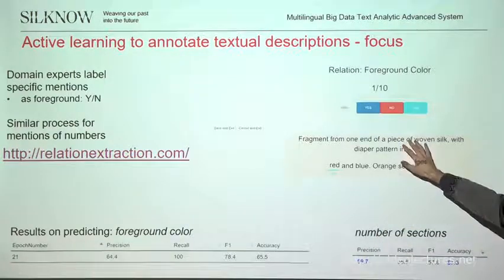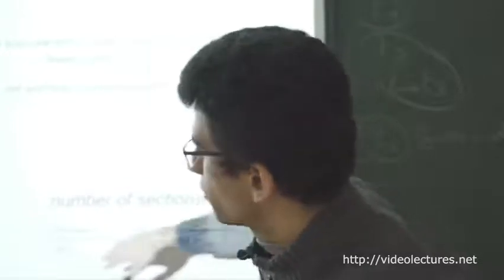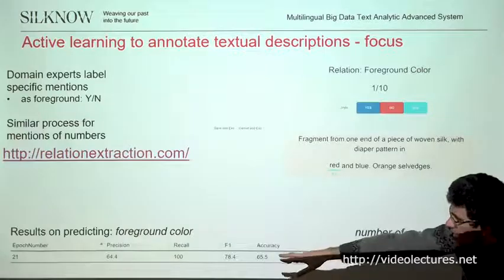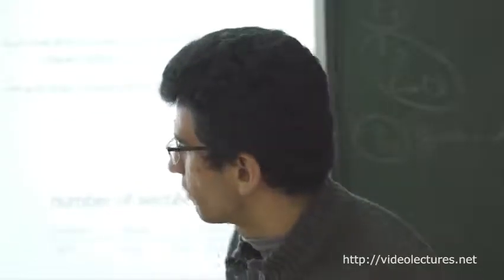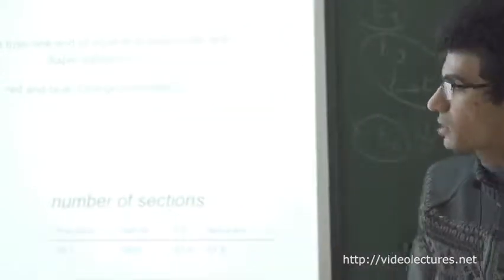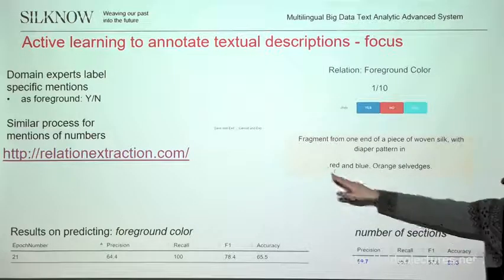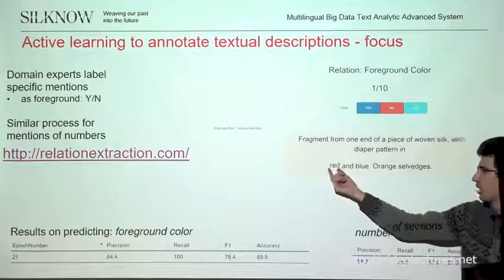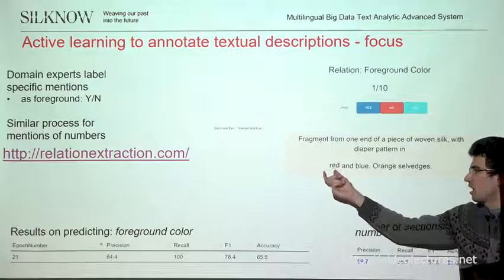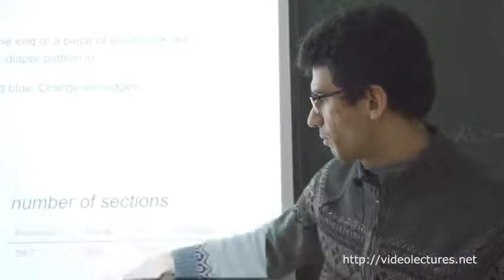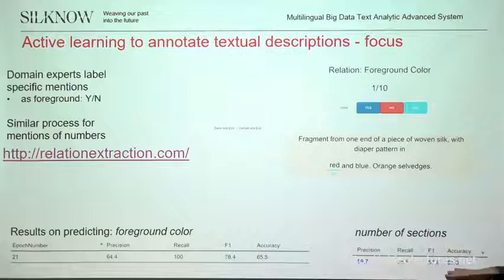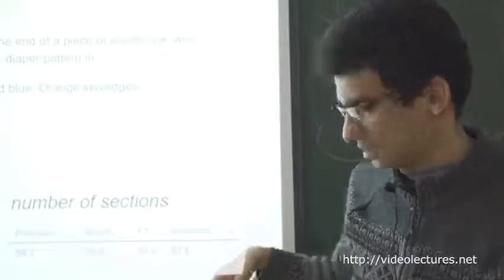For the foreground, we did some experiments and we got a precision of 64 and F1 of 78.4%. We did a similar experiment with the number of sections. So instead of color as the entity, we have the number as entity, and we are predicting whether this number represents the number of sections or not. And we got a precision of around 60% and accuracy around 57%.